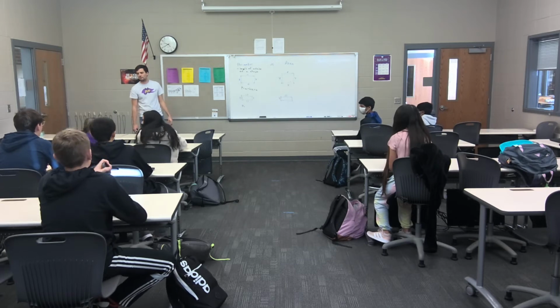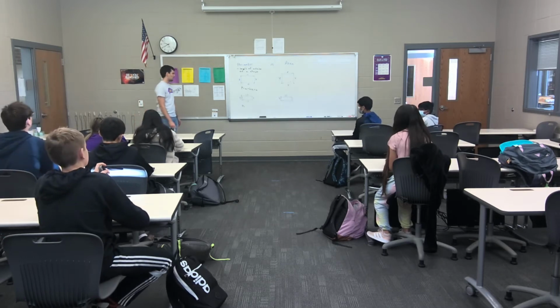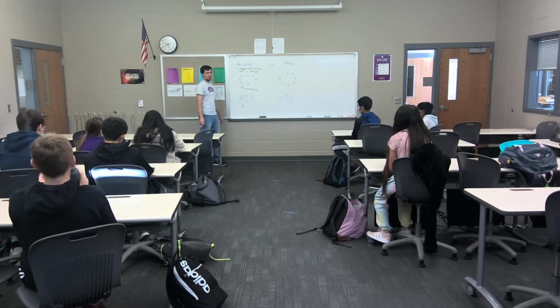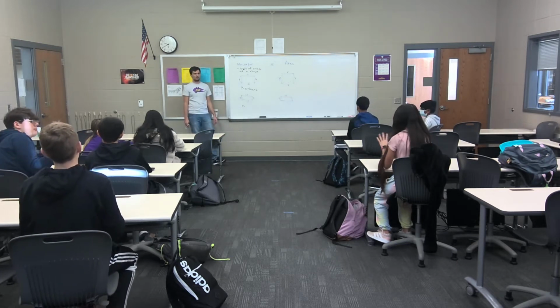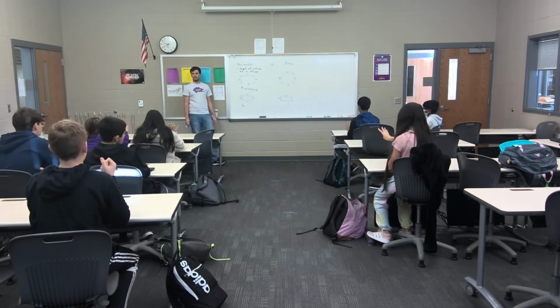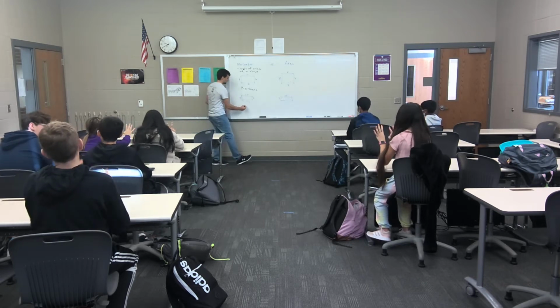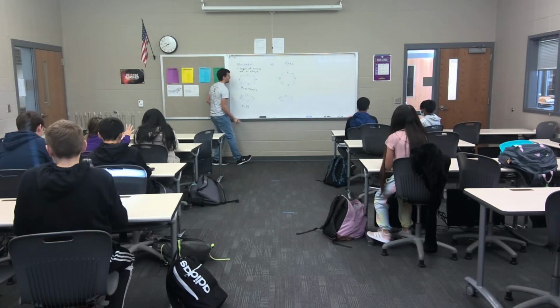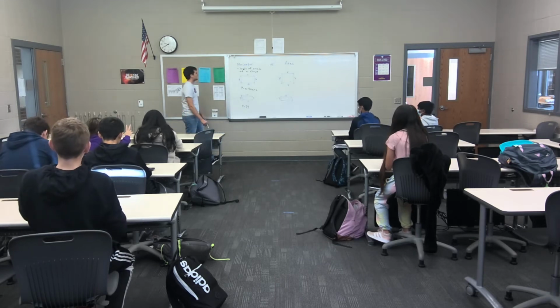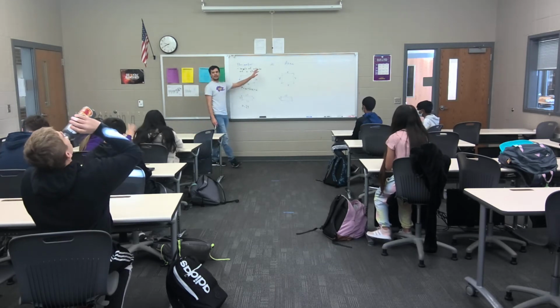10 plus 10 plus 2 plus 2 is 24. Okay, show me on your hands. What's the perimeter? 24. Okay.